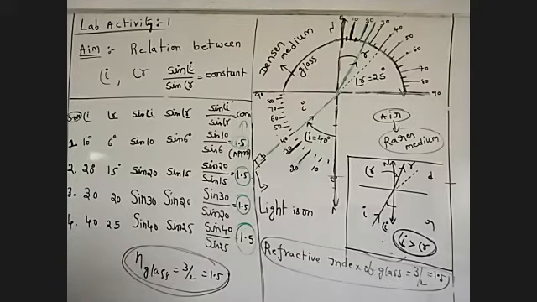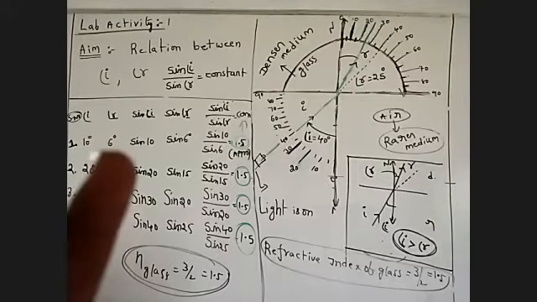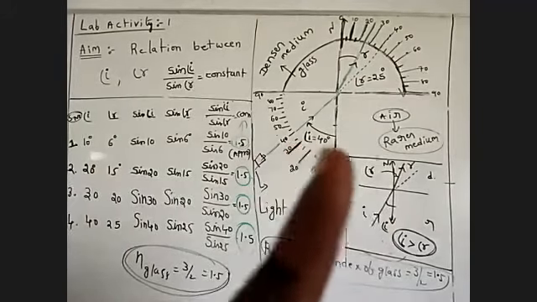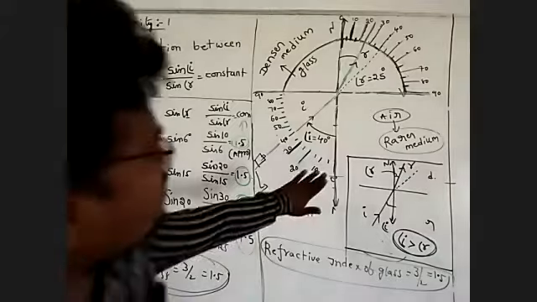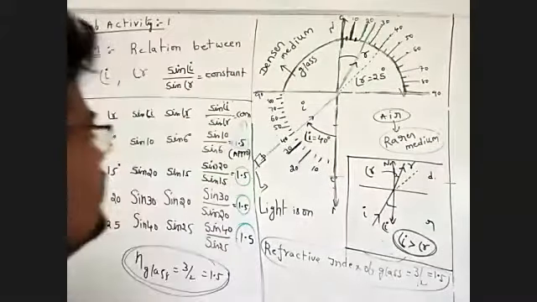Now light travels from rarer medium to denser medium. This is a rarer medium. This is a denser medium.